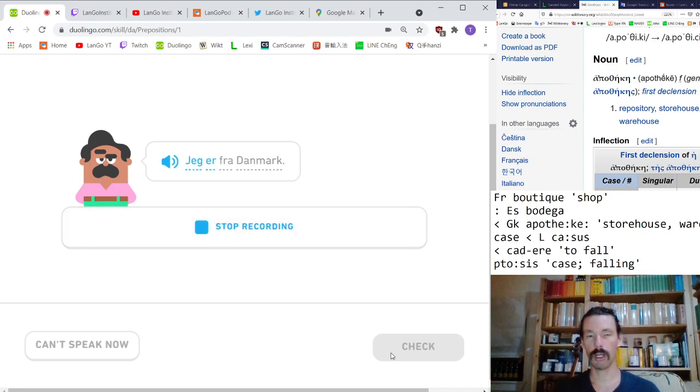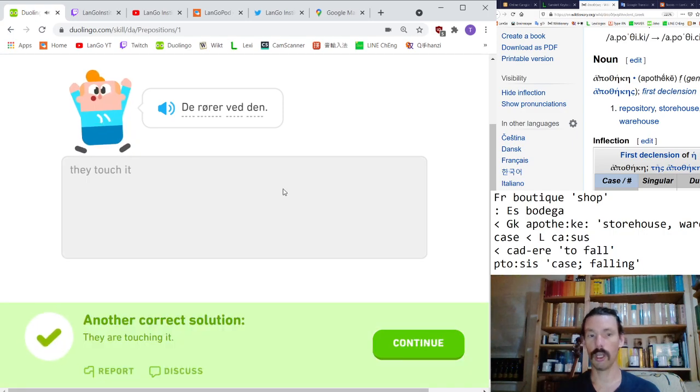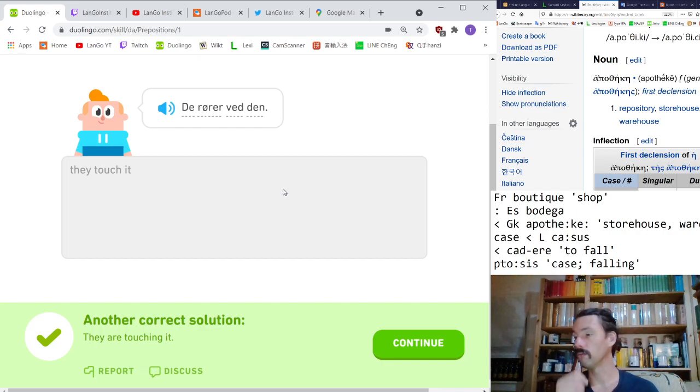Jeg er fra Danmark. De rører ved den. It touches with it. It's touching. They are touching it. They touch it, we could say. And our verb touch is from Latin, toccare, or Romance anyway.